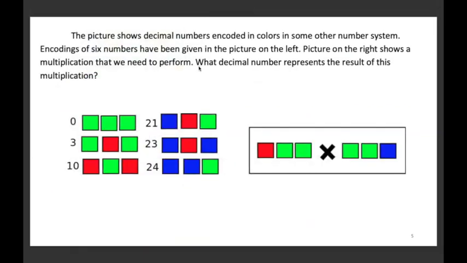The picture shows decimal numbers encoded in colors in some other number system. Encodings of 6 numbers have been given in the picture on the left. The picture on the right shows the multiplication that we need to perform. What decimal number represents the result of this multiplication? So every color adds up to or comes up to some number. You have to identify what number will be this, what number will be this, and when you multiply these two numbers, what will be the number that comes out of the multiplication. Okay, we'll do that now.